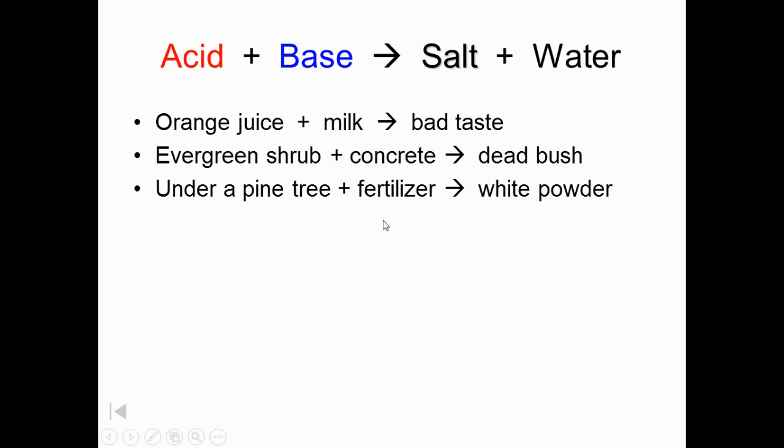The same thing happens if you put fertilizer, a base, on your yard and you put it under pine trees. Pine trees drop needles to acidify the soil underneath them. So if you were to add fertilizer thinking you want to grow grass under the pine tree, what you're going to end up doing is making a white powder, a type of salt that will kill the tree or plant.